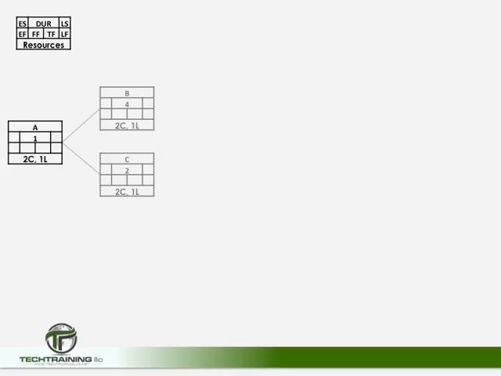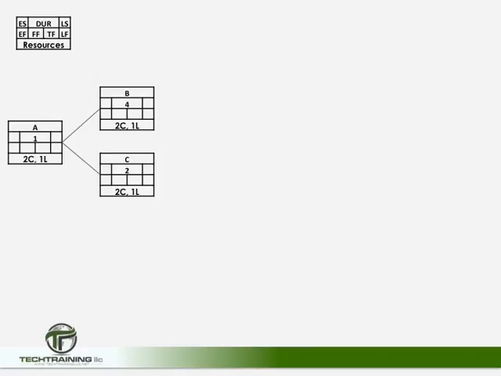So again, this is activity A, and now we're going to introduce activities B and C. What this network diagram is telling us is that activity B and C can begin simultaneously as soon as activity A is complete. Activity B is going to take 4 days, while activity C is going to take 2 days. Both of these activities are also going to require 2 carpenters and 1 laborer.